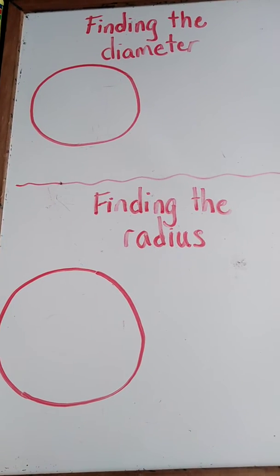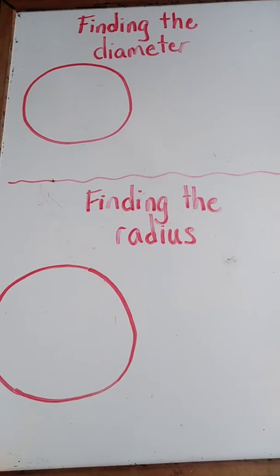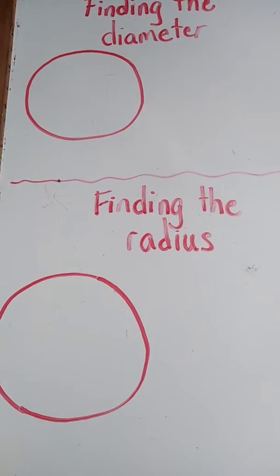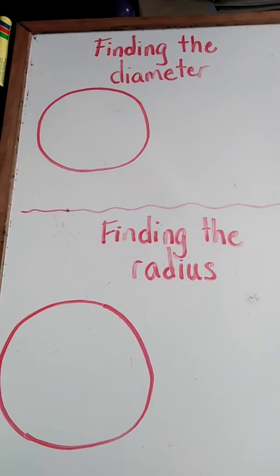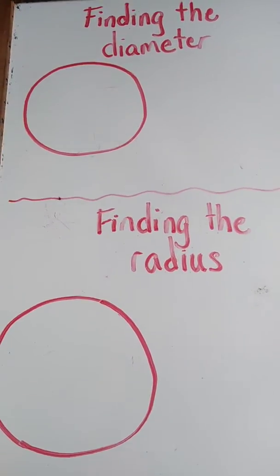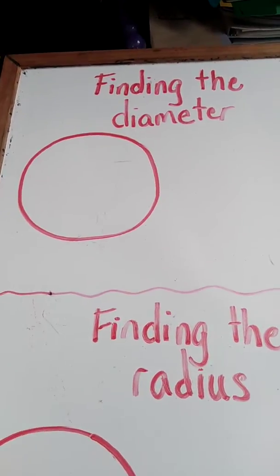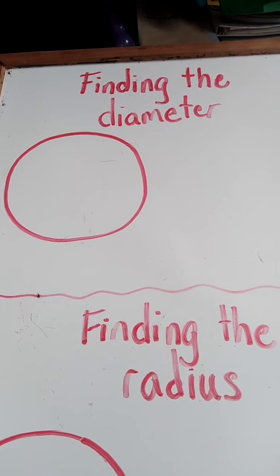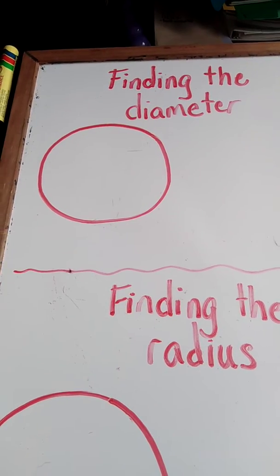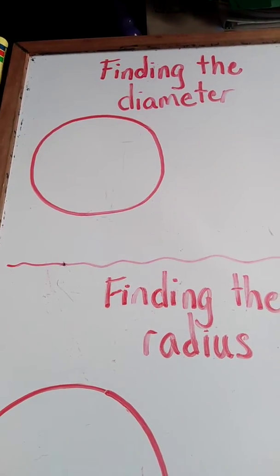I noticed that a couple of you guys were having trouble with either finding the diameter or finding the radius. So we're just going to go through a couple of pieces of homework and a couple of explanations to help you figure out some things. Before we really get into finding the diameter or finding the radius, I want to explain what the diameter is of a circle or what the radius is of a circle.